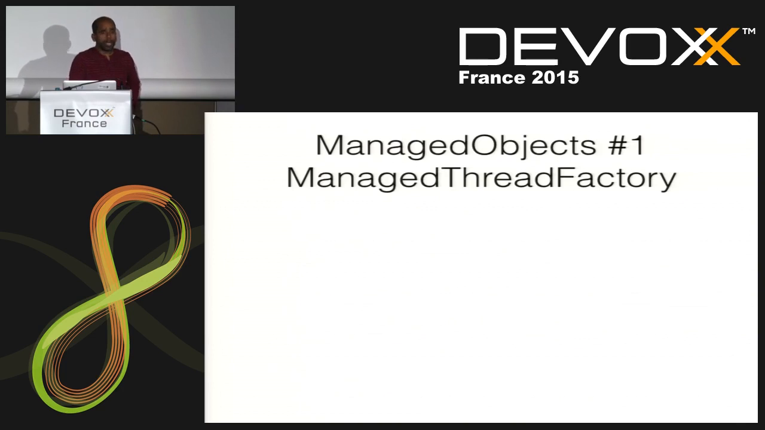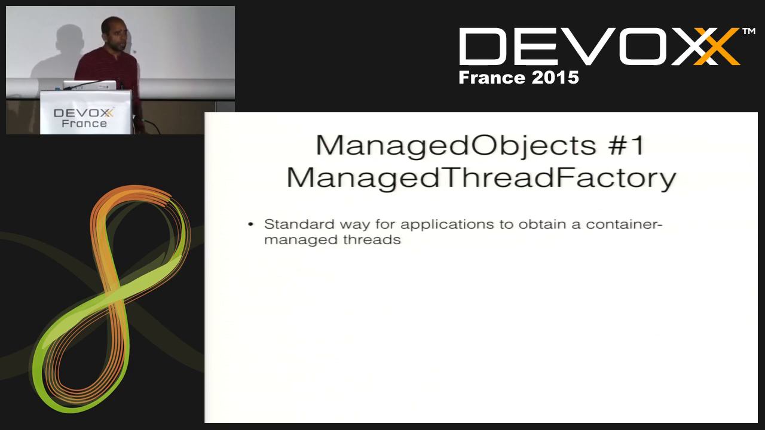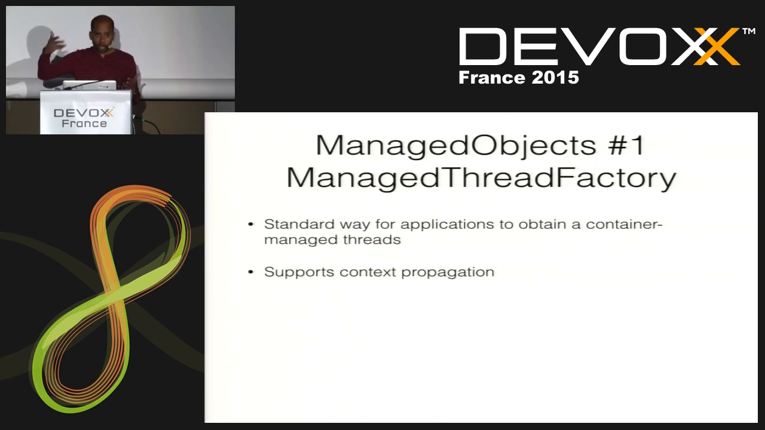All right, so let's take a look at our managed objects one by one. Well, the first one being managed thread factory. Now, this is very similar to how we do that in the Java SE land. It's a very standard way to obtain a container managed thread. Okay, and the way we do that is, well, first of all, it supports context propagation. So for each of the managed objects, I'll talk about what they support and what they don't support. So it does support context propagation. All three, JNDI, class loading, and security contexts are propagated.